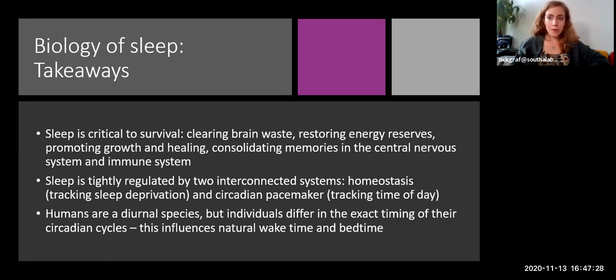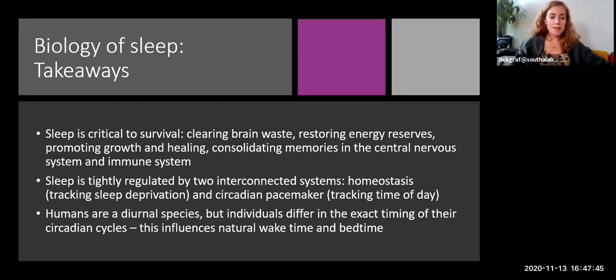So because sleep is so important, it's very tightly regulated. And in this case, it's regulated by two interacting and interconnected systems: the homeostasis system, which helps to track sleep deprivation and sleep needs, and the circadian pacemaker, which helps to track the time of day and the position of the sun in the sky.